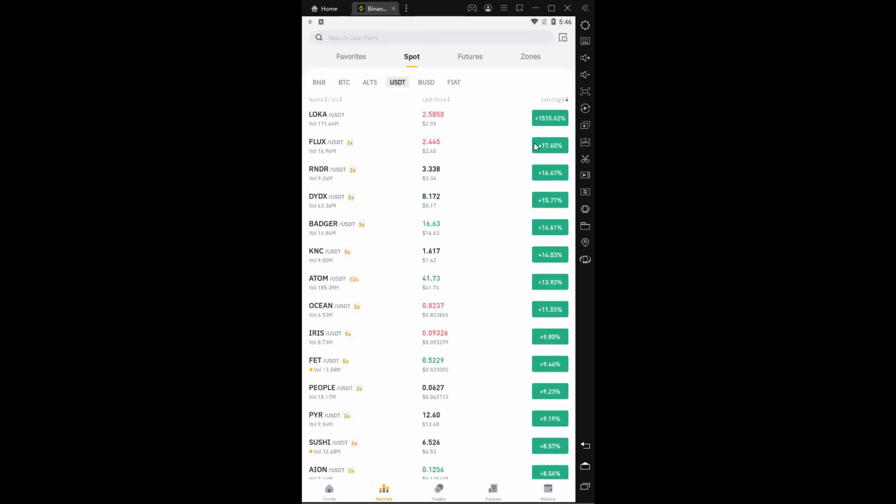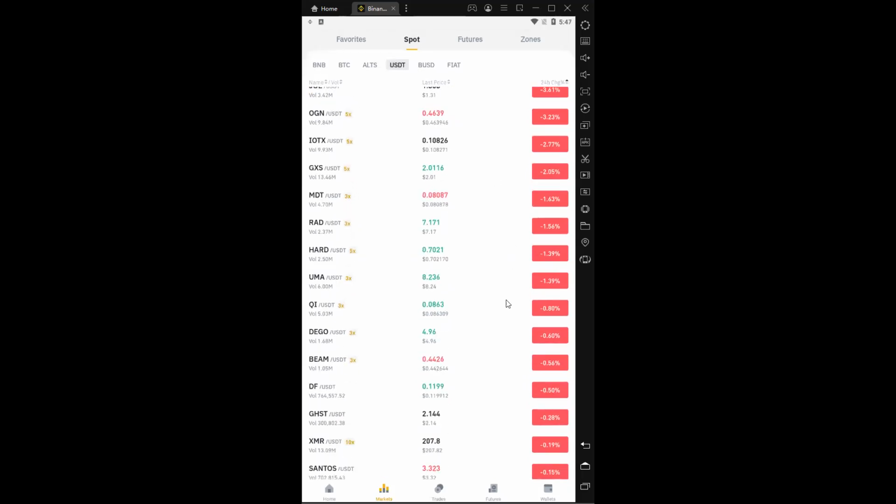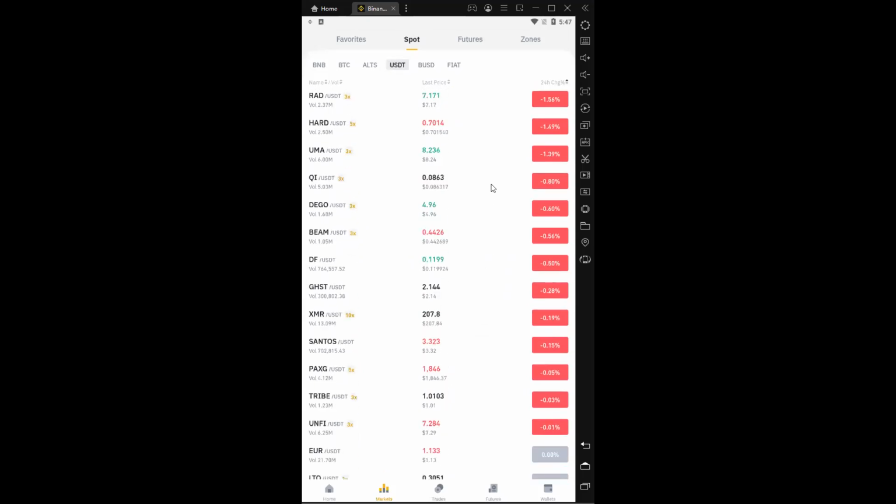So this is the 24 hours change. This shows that Flux has a 17% increase. Also, if you go here, you see coins that have dumped in the last 24 hours. Dusk has a minus 6% dump in the last 24 hours. This is their percentage change in the last 24 hours.